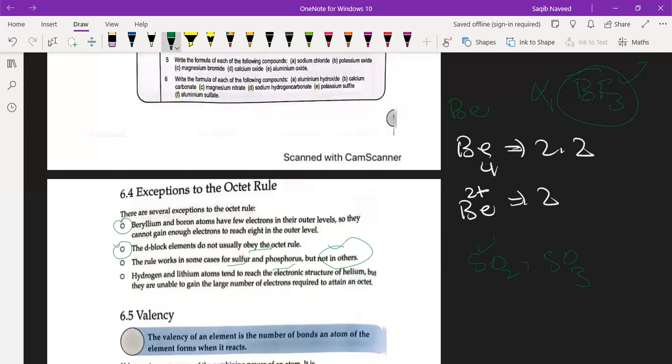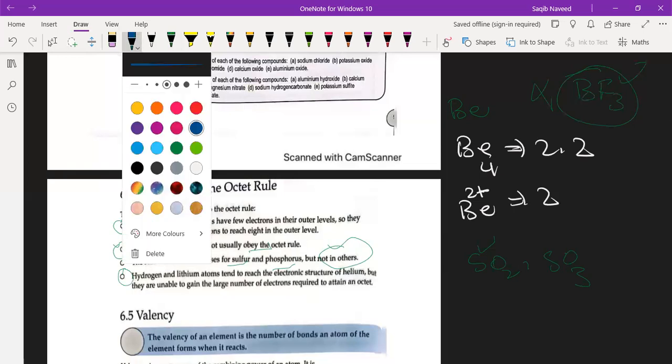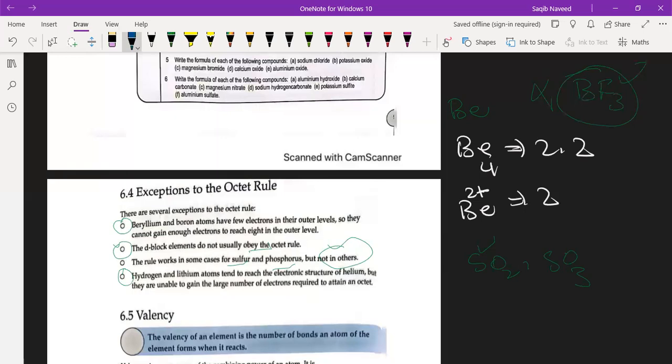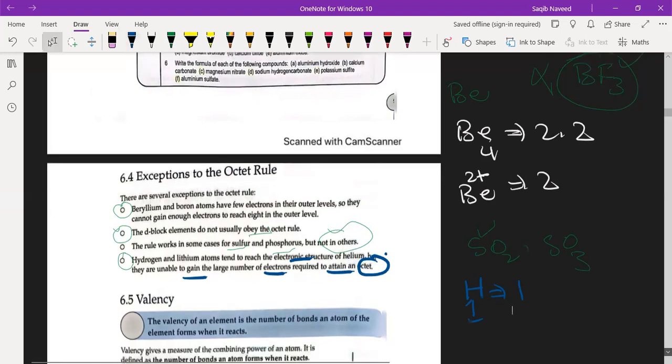The last one which we have just discussed: hydrogen and lithium. What about hydrogen and lithium? They have the electronic structure of helium, but they are unable to gain a large number of electrons to follow the octet. What about hydrogen? It has proton number 1. Which rule will it obey? Definitely the duplet rule, because it involves only the first shell, which has a maximum capacity of 2 electrons. Do you agree with this? Any doubt?